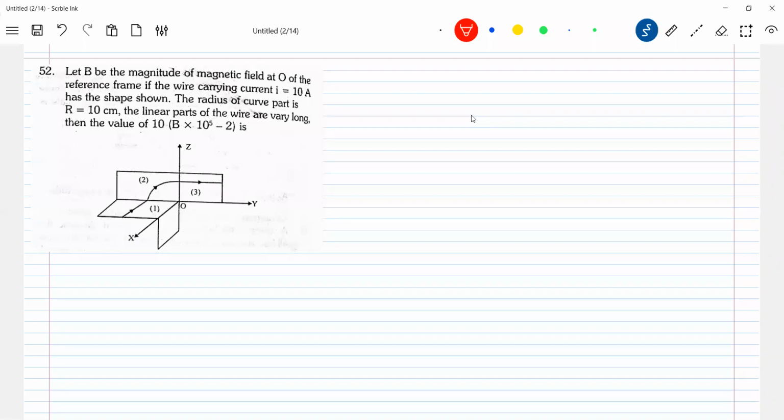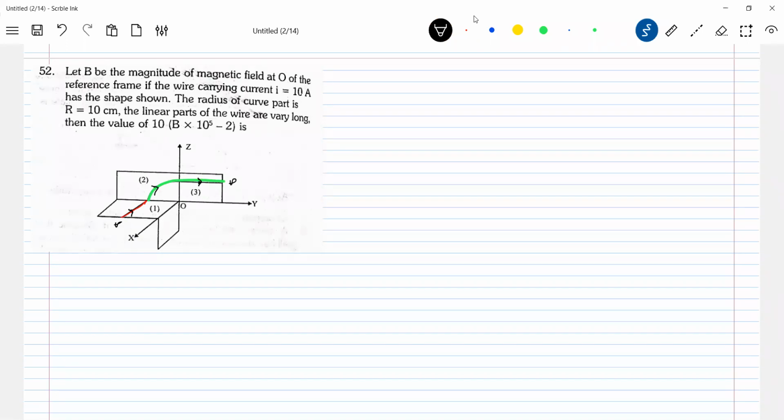There is one segment of wire. It lies in the y-x plane or x-y plane. The other segment of wire lies in the yz plane. So this should be semi-infinite. So what is the magnetic field strength at point O?